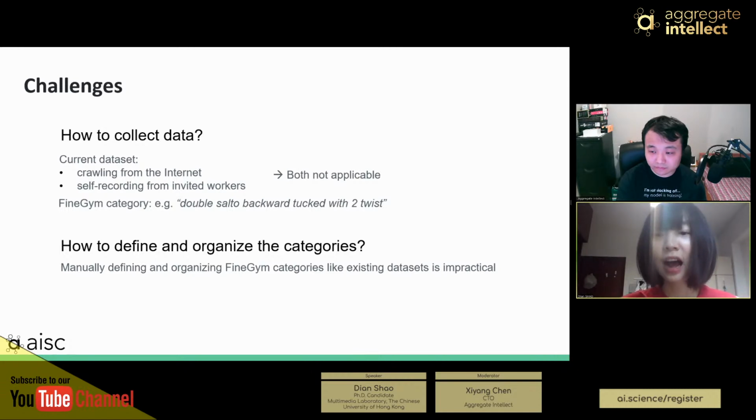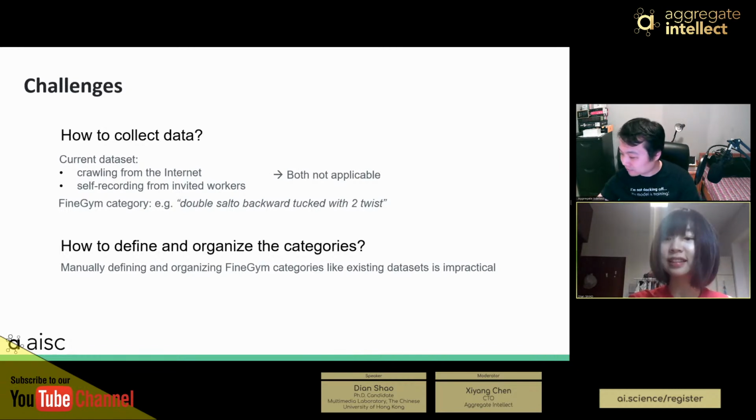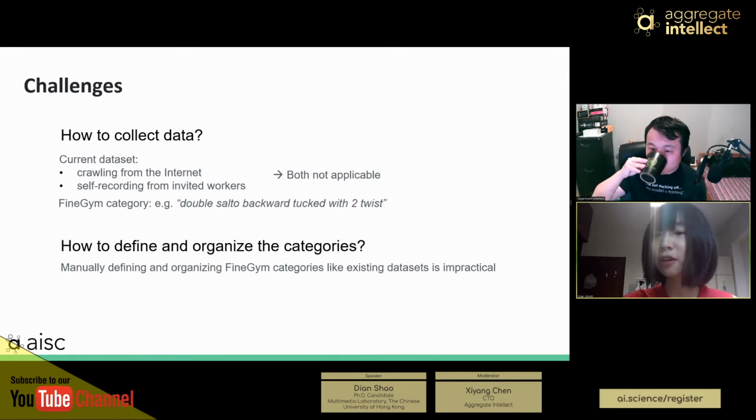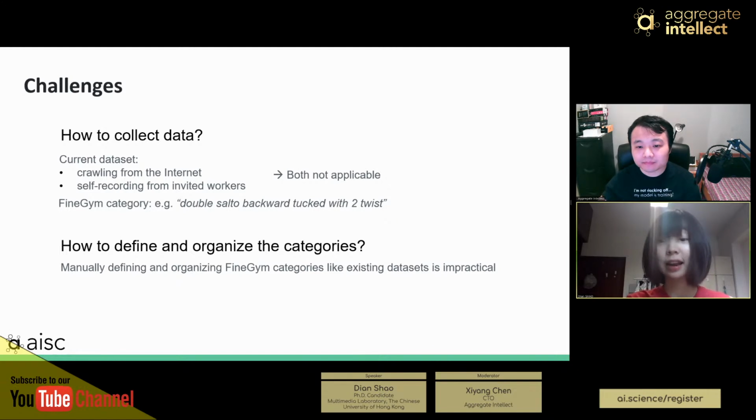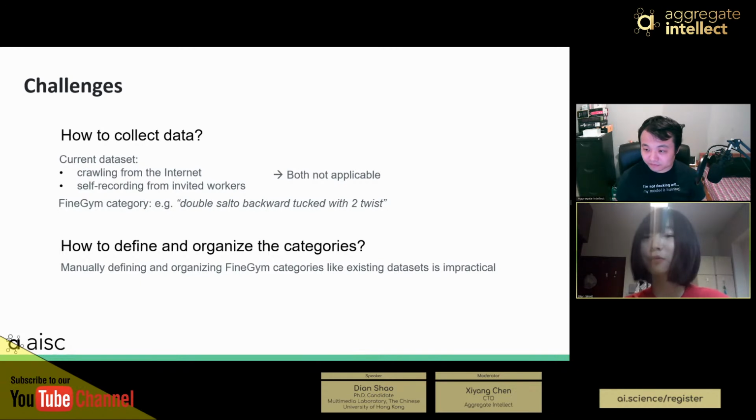Generally, data for current large-scale datasets are collected in two ways. The first is to search on the internet based on some predefined keywords. These words might be your categories or some concepts. The second is to ask people to perform and record videos based on some given instructions. Unfortunately, neither way works in our case.